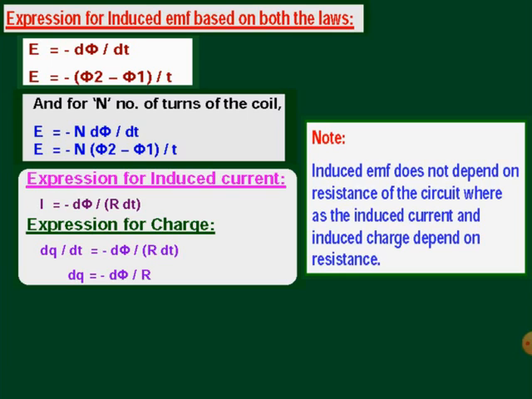Now you will see that induced EMF is independent of resistance R. Here there is no factor R, is it not? But here a factor R is there. Induced EMF does not depend on the resistance of the circuit, whereas the induced current and the induced charge depend on the resistance R. In both expressions, R is involved, right?